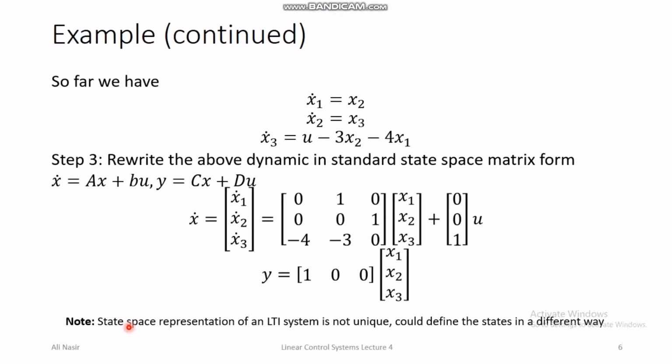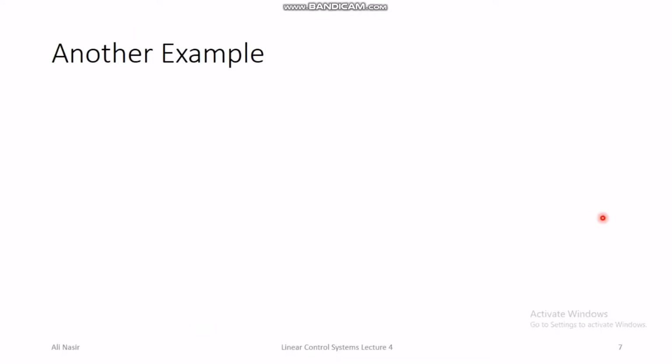So state space representation of an LTI system is not unique. There might be other. So for example, we could define x1 is equal to 3y or y plus 2y, or y plus something, some other thing. We could have defined x3 to be equal to y. There are so many other ways of defining state space for a given LTI model. So one could define the states in a different way, though there are many different ways. So this particular way that I have taught you is for developing the controllable canonical form of the state space model. So let's look at another example.